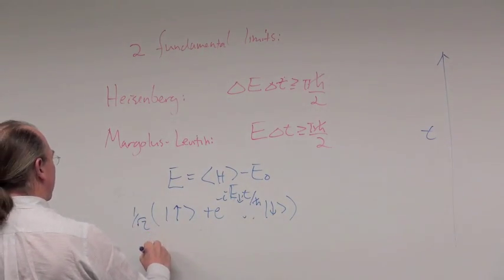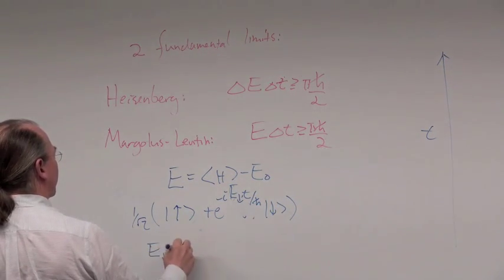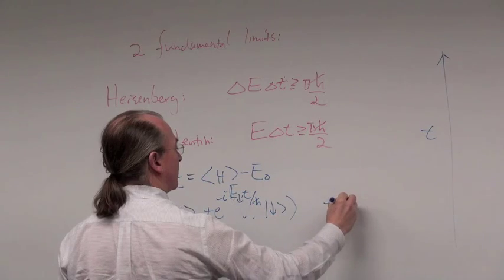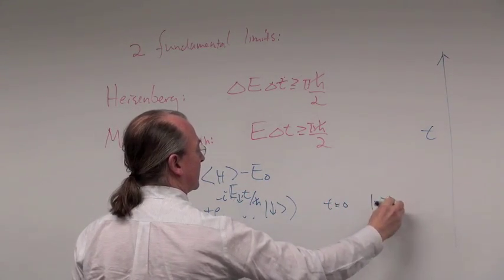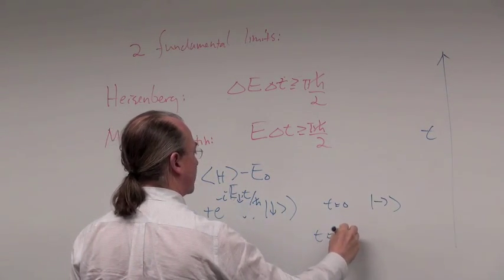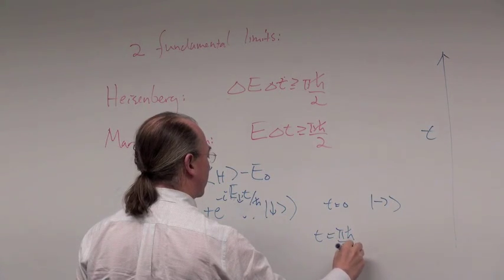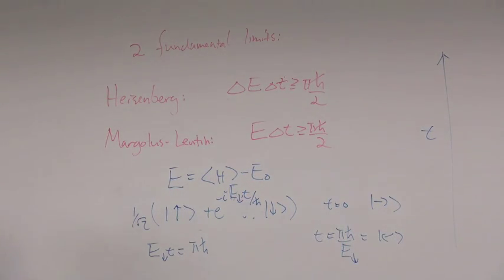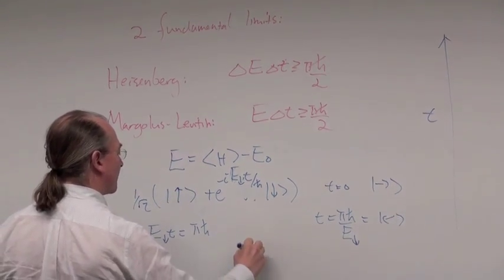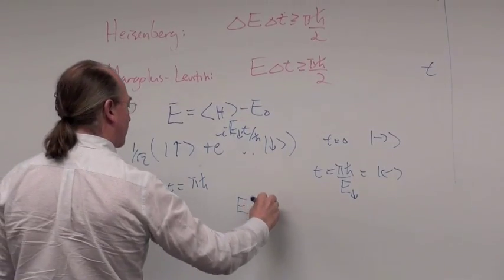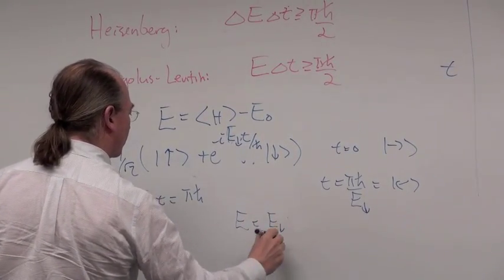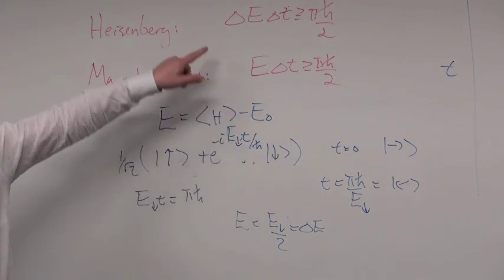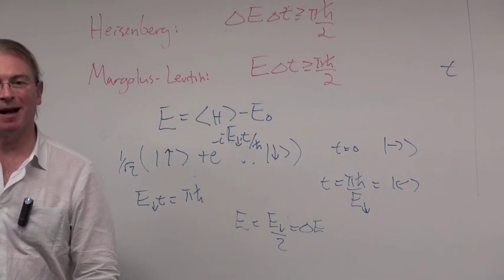And then at time when E down times t is equal to pi h bar, at t equals zero this is spin up, and at t equals pi h bar over E down, this is equal to spin up in this direction. It's just a spin precessing. And you see that the energy of this system is E down over 2, and that's also equal to the spread in energy. And this precessing spin, if you look at these two relations, saturates this bound.